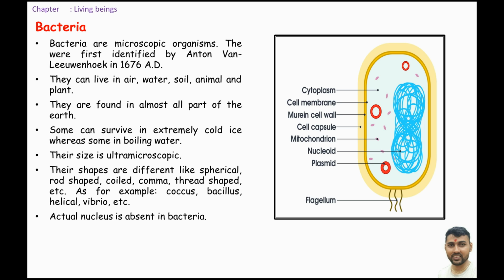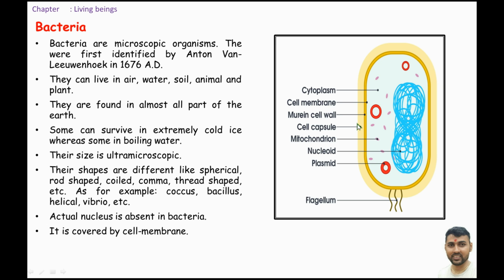On the basis of shape, they are classified into different types of bacteria: Coccus, Bacillus, Helical, Vibrio, etc. An actual nucleus is absent in them. I already told you, that's why bacteria are also known as prokaryotic organisms. If there is a true, developed nucleus, then we can say eukaryotic organism. It is covered by a cell membrane. Its outer layer consists of the cell membrane.